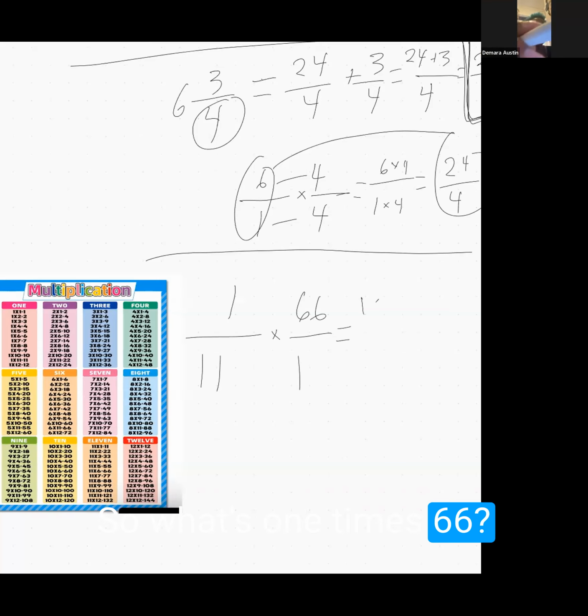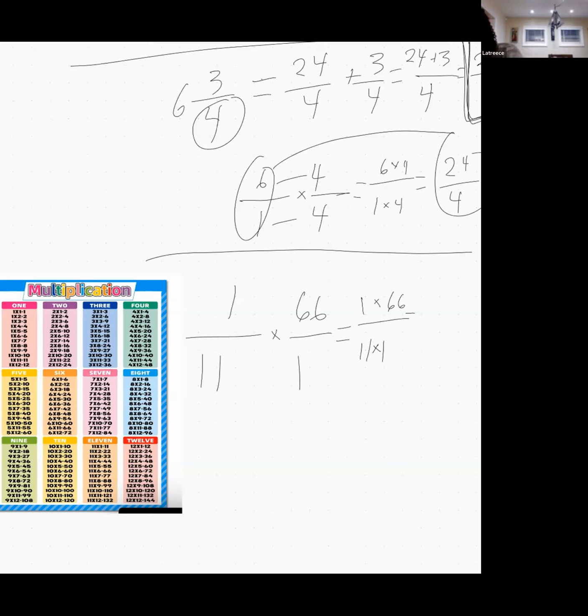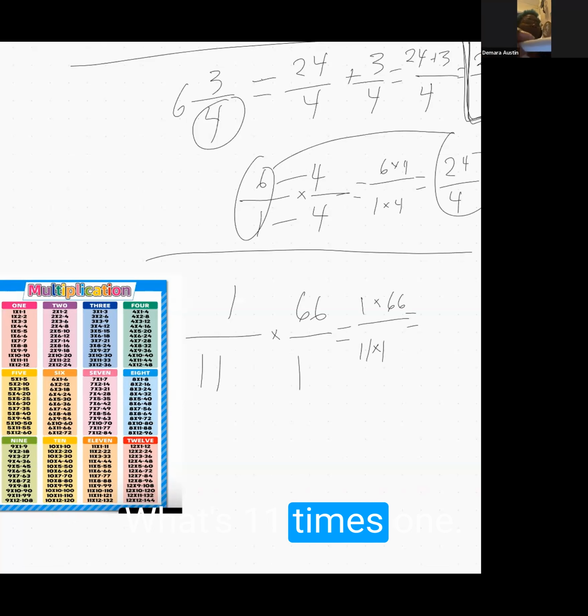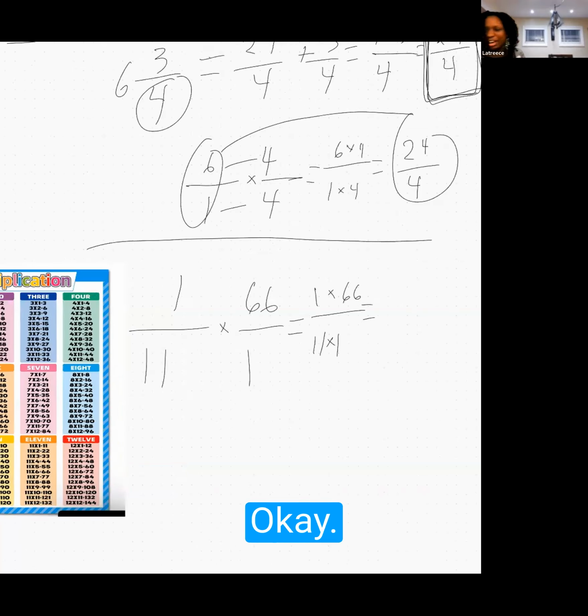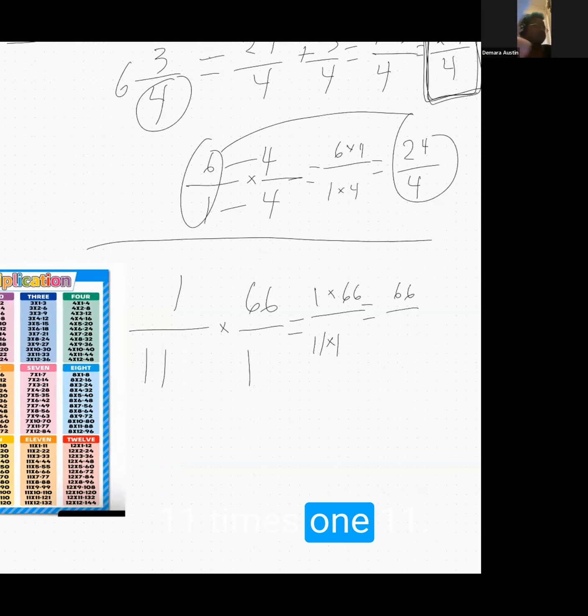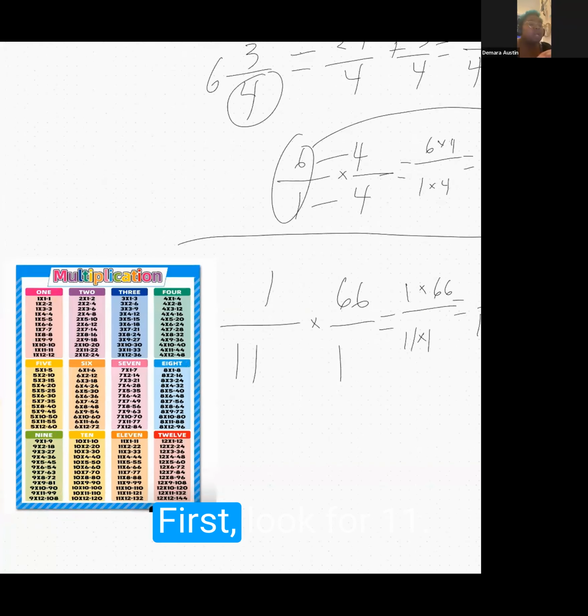So what's 1 times 66? 66. Perfect. What's 11 times 1? 11. All right. Now, what number divides both 11 and 66? Let's look at our times tables. Which column has both an 11 and a 66 in it? First, look for 11. And then where you see 11, go find the 66.